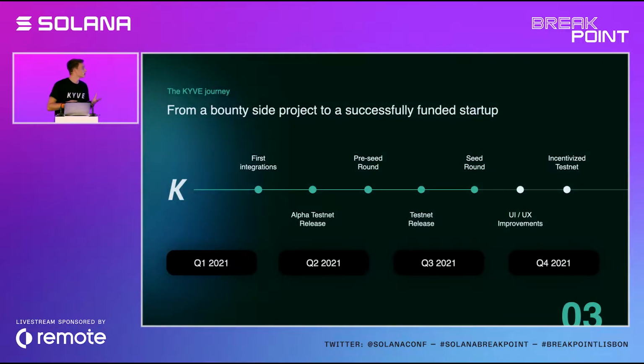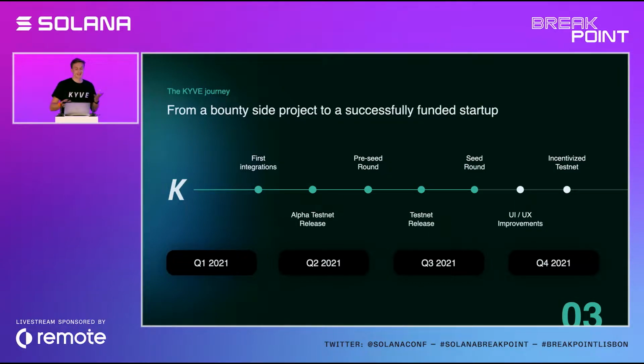KYVE started out early this year as a bounty project in which we first worked on a Bitcoin bounty for bridging Polkadot data over to KYVE. We started out with the first integration, Polkadot, and then really fast built out EVM integrations and other things like that. In Q2 this year, we released our testnet and funded our pre-seed round, built an amazing team. They've given us great support over there, so that's absolutely amazing.